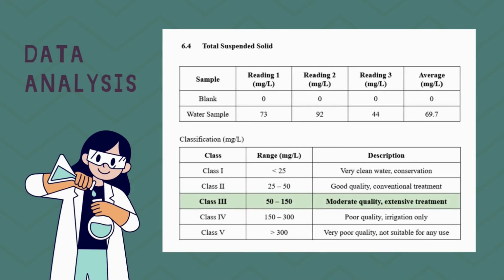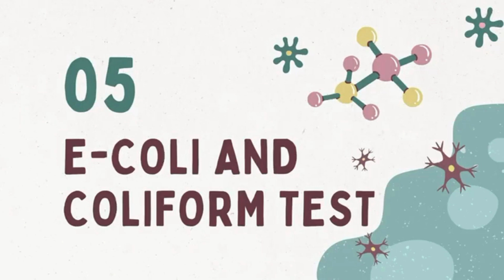Data analysis. The total suspended solid in our sample averaged at 69.7 mg per liter, which falls under class 3, indicating moderate water quality that requires extensive treatment. This shows that physical treatment steps like sedimentation and filtration are essential before the water enters further treatment stages. E. coli and coliform test.